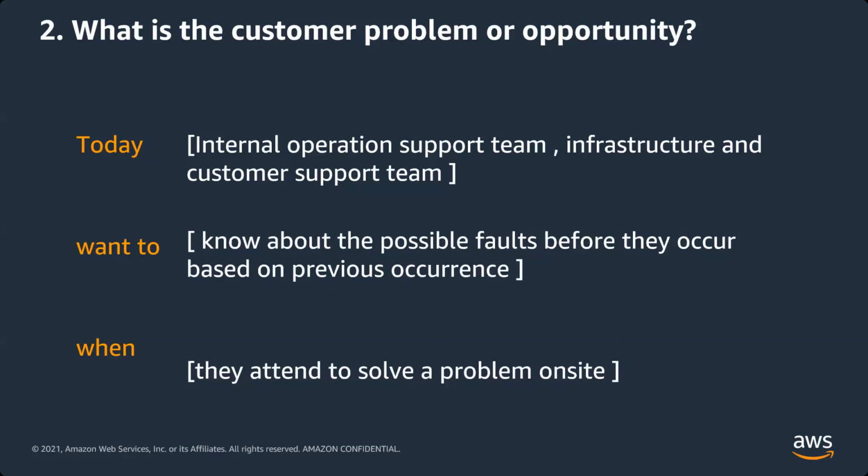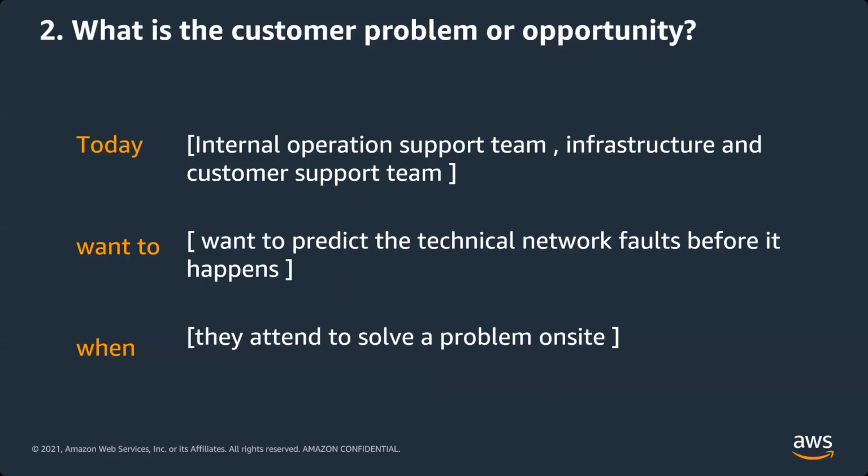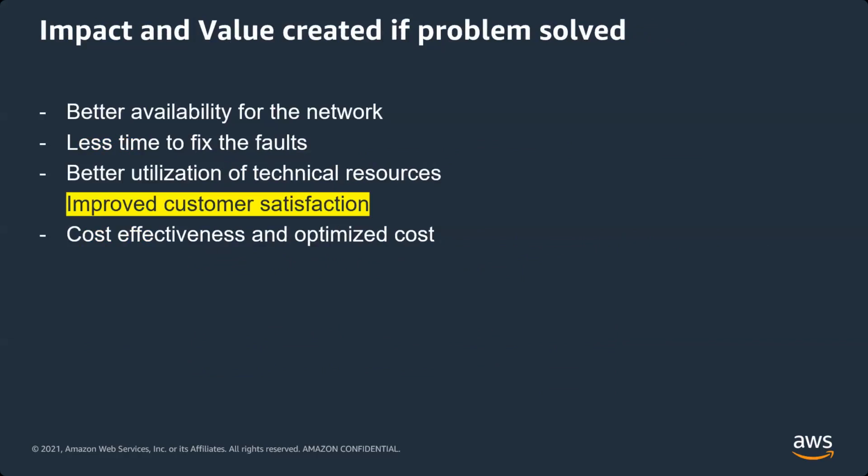What does it mean? It means that if there is a system that can detect or predict some faults, for example, when there is a sandstorm, most of the antennas break down. So if there's a sandstorm, I go to a place and take extra antennas with me because I predicted that. So they want to predict the technical faults. At the end of the day, they want to improve customer satisfaction.